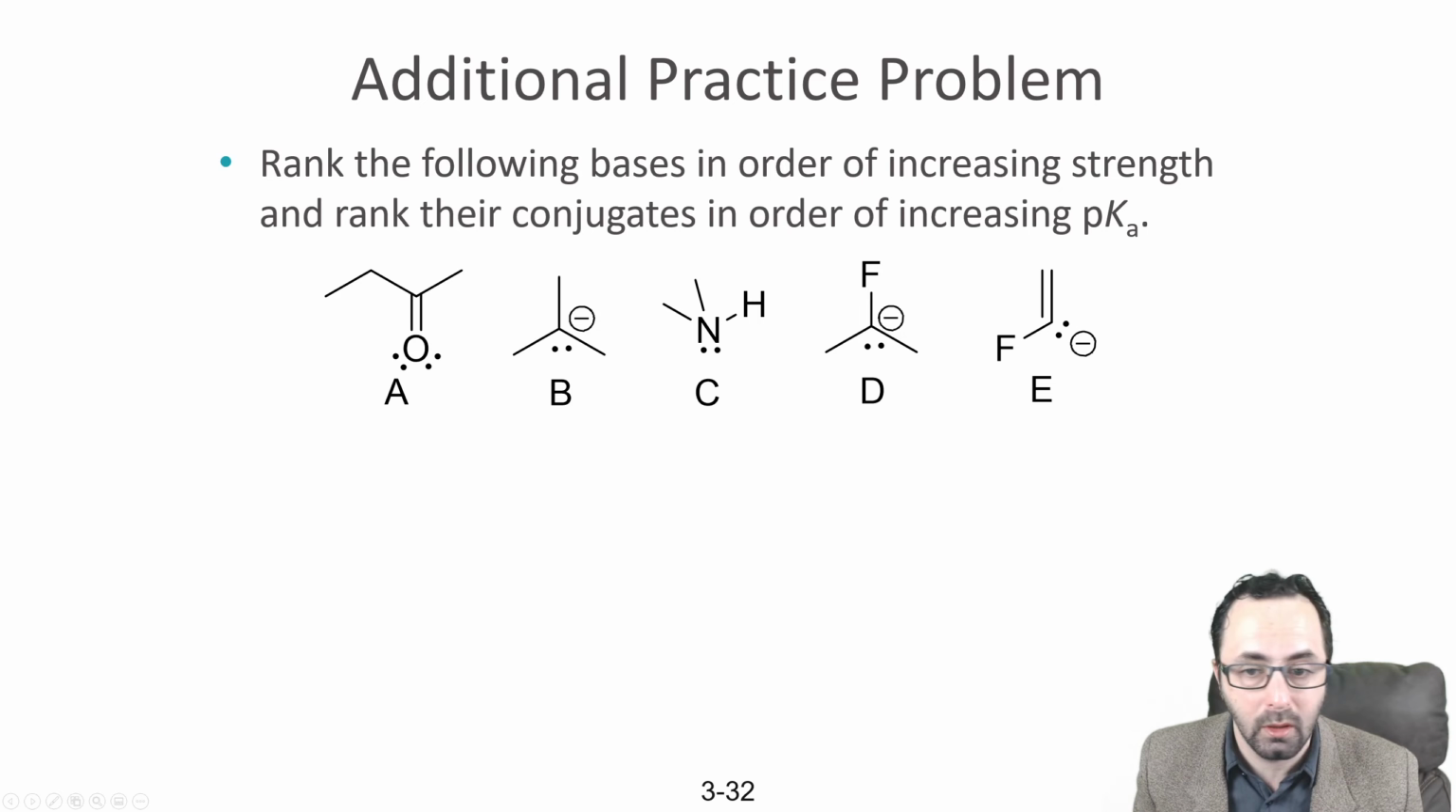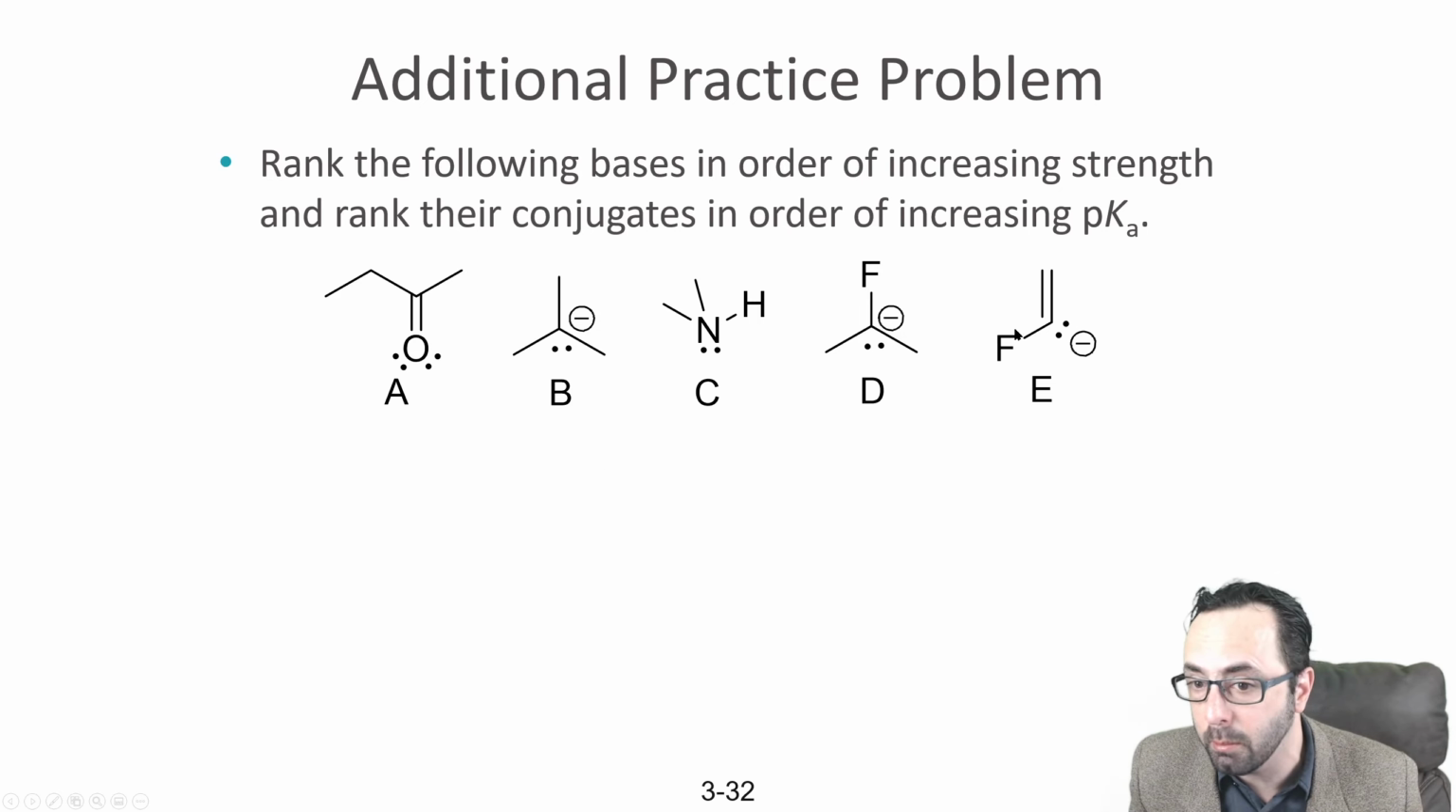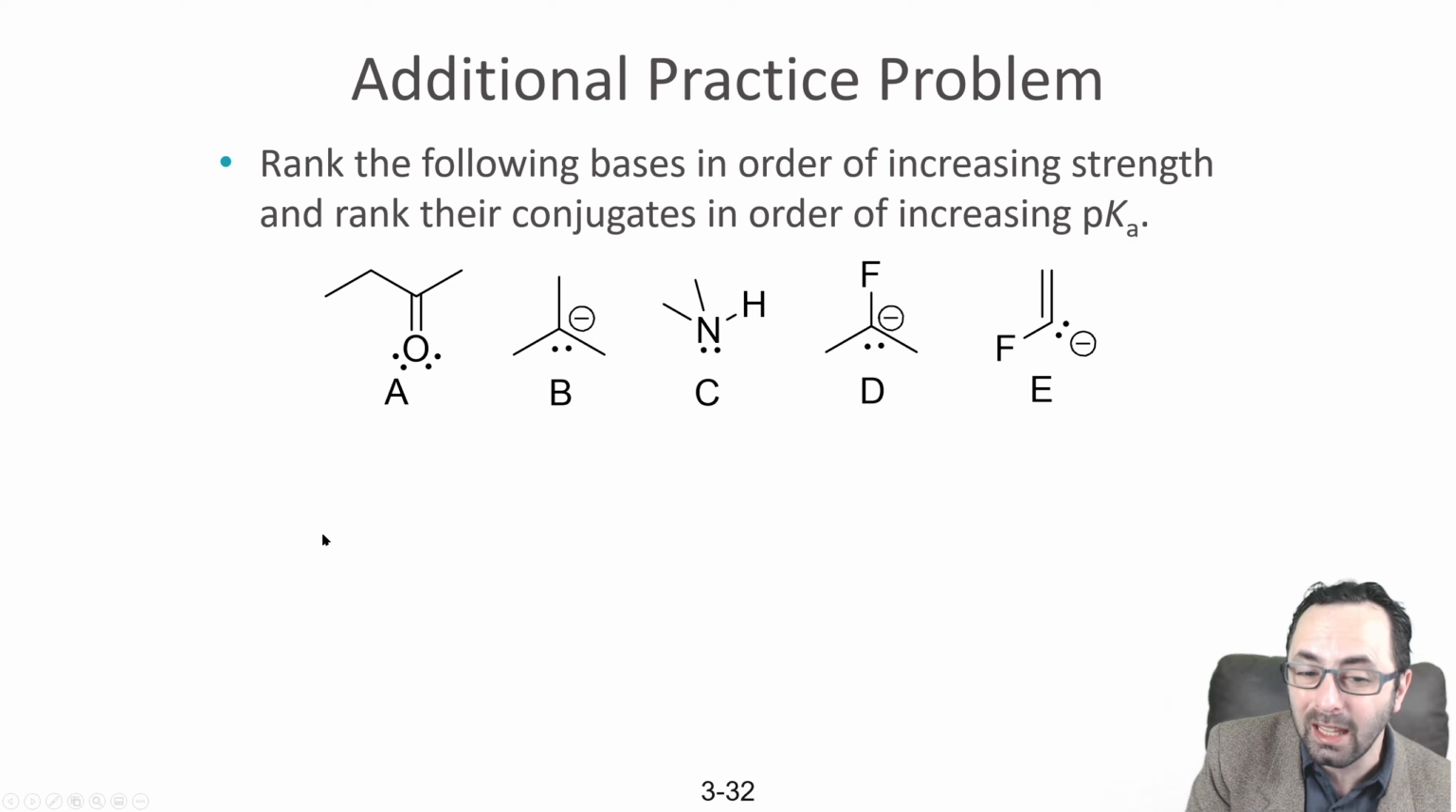Now B is going to be the strongest of these bases. And why is that? Well, the negative formal charge is stabilized by this electron withdrawing effect from the fluorine. That is also the case here. However, it's also a vinyl, an sp2 hybridized carbon. So in terms of the strongest base, it is going to be B.